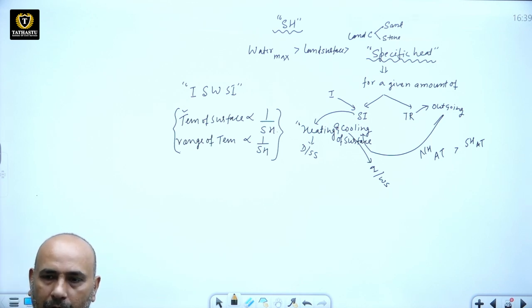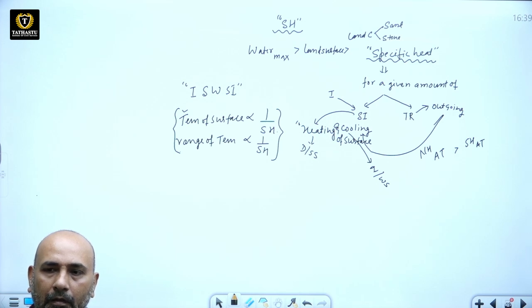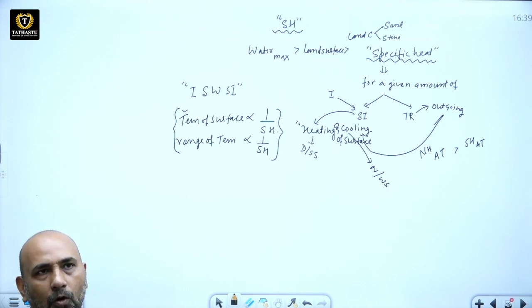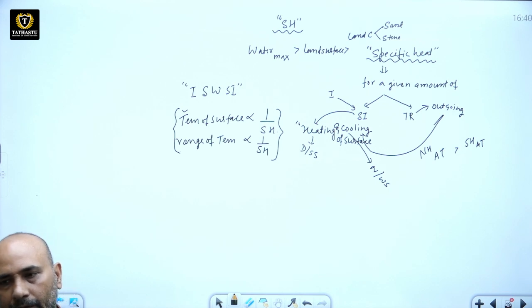Next, oceanic currents. A place under the influence of inflowing cold oceanic currents has low temperature compared to a place under the influence of warm oceanic currents.